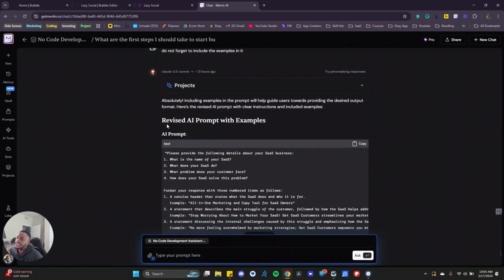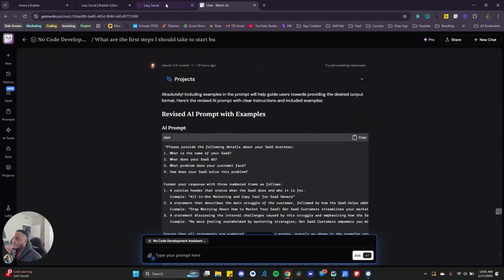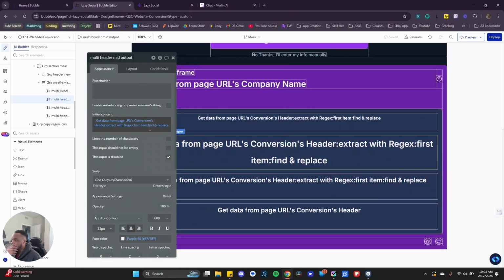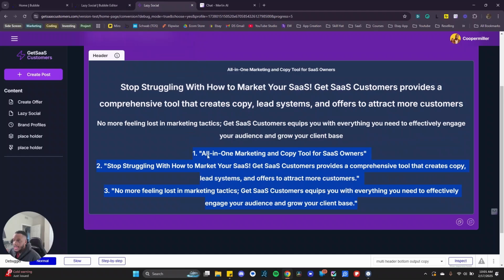Now, the key to this is, and this is a problem I ran into, and the reason why I'll make this video is for people that are using Bubble to have an easier time than I did. So, when AI gives you a formula for regex, which is what you see here, extract with regex, you're going to extract the specific thing using regex. When it gives you a formula and your output changes, the formula stops working.